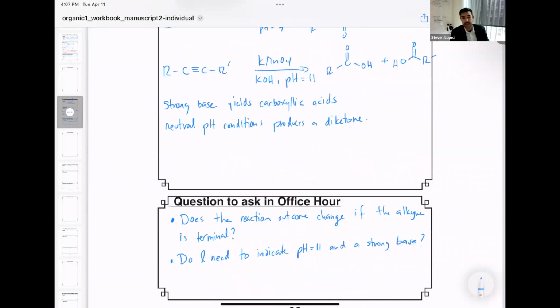So some questions you might want to ask in office hours: 1, does this reaction outcome change if the alkyne is terminal? 2, do I need to indicate pH 11 and a strong base?